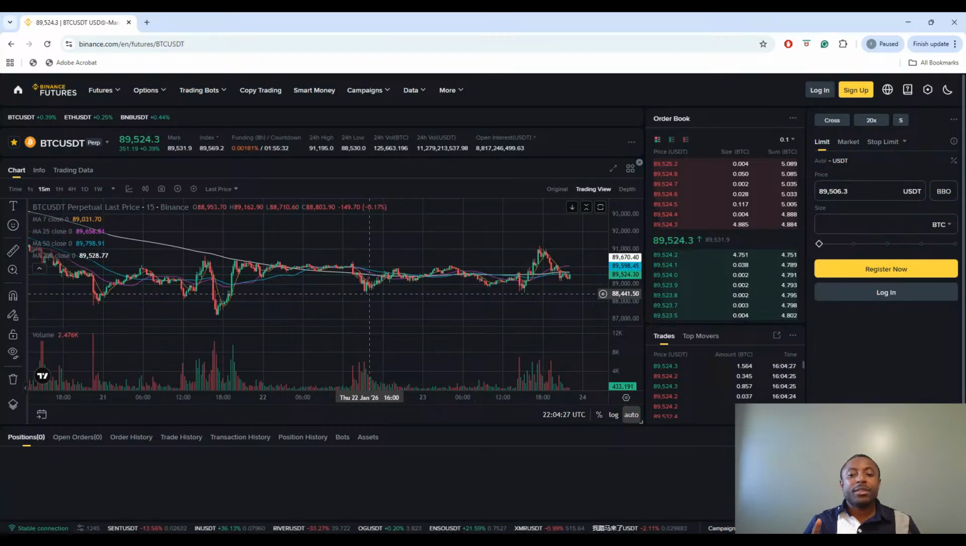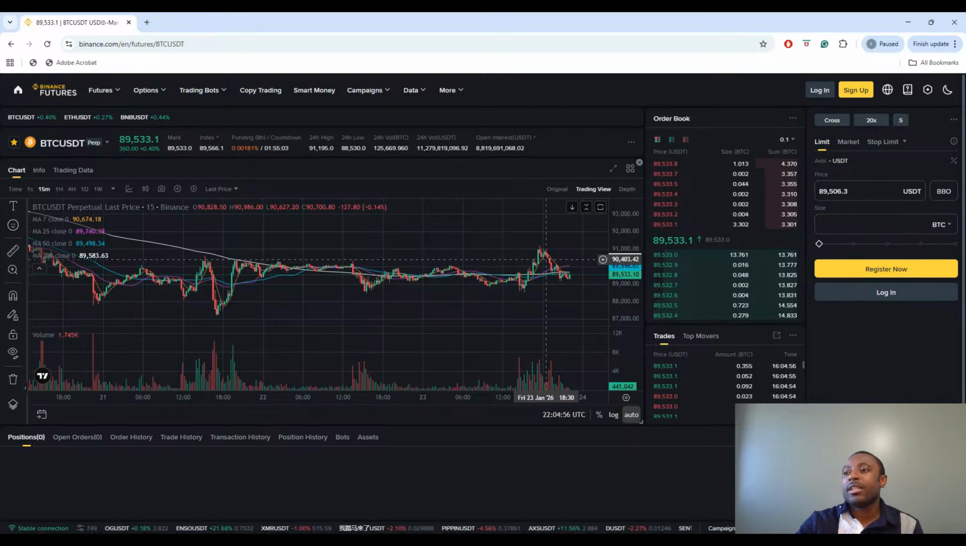Now, these two moving averages, the 50 and the 200, are very important. Why? Because they tell a very good story of where the market is going. So if the 50 moving average at any time crosses the 200 moving average upward, that means we are entering into a bullish market. So that's a golden cross. If it crosses upward like this, it's a golden cross.